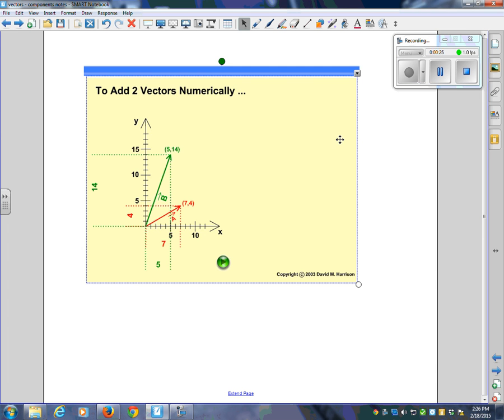To add vectors numerically, here's the new way. I'm going to remind you of the old way. I didn't hand you any of this. You just have to sit back and watch. I'll tell you when you want to start writing. Okay? Do you see these vectors here? Do you see this vector A and this vector B?